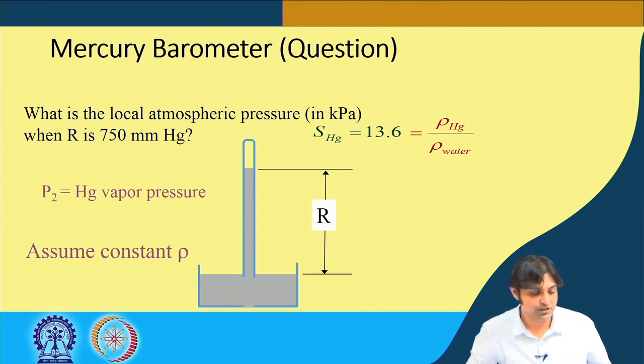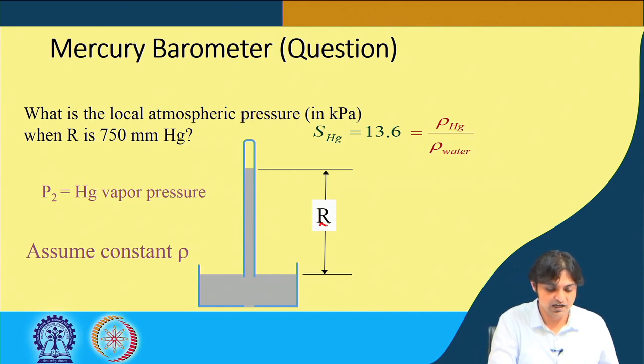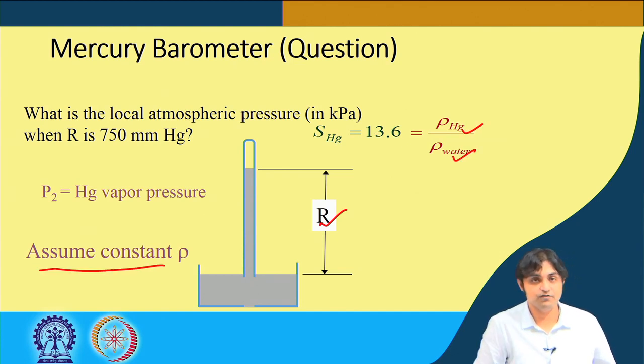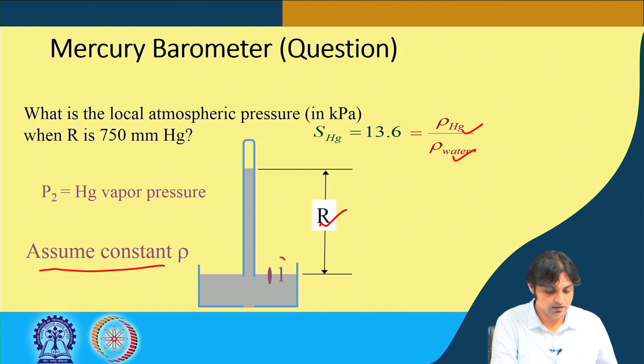Now, a simple question is, what is the local atmospheric pressure when R is 750 millimeters of Hg? This is R. We have been given that the density of Hg relative to the density of water is 13.6, and we have assumed incompressible fluid, constant rho. So we are going to see how it works. Okay. So this is 0.1 here and this is 0.2 here.